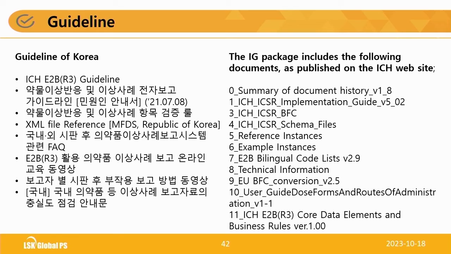So here we have the ICH E2B R3 guidelines, electronic reporting guidelines for drug adverse reactions and case safety, the item validation rule for drug adverse reactions and adverse events, and FAQ on the post-market ICSR system for Korea and overseas, and E2B R3 based drug ICSR online. A training video and a video on reporting post-market AE per reporter. Also, instructions on review of completeness of local drug ICSR.